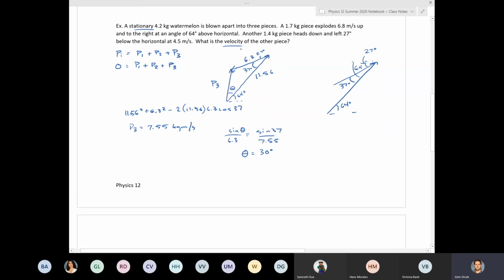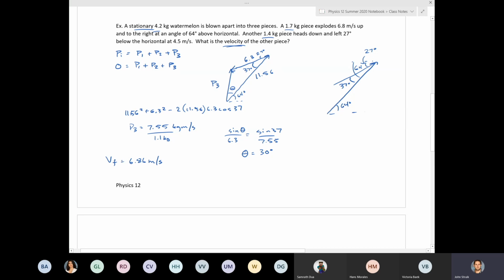And then we want to know the velocity. So this is kilograms meters per second. So I'll apply the angle in a second. So we have 1.7, 1.4, and it was 4.2. So 4.2 minus 1.7 minus 1.4. The last piece is 1.1 kilograms. So we're dividing by 1.1 kilograms. 7.55 divided by 1.1 is 6.86 meters per second. So that's our VF.